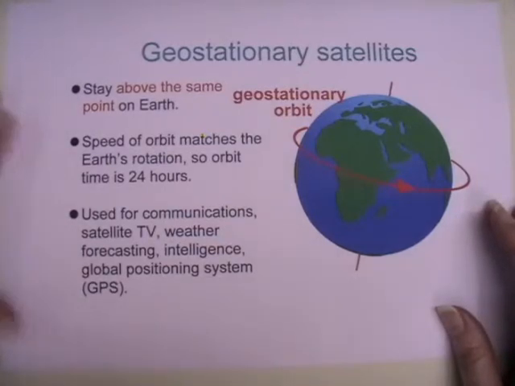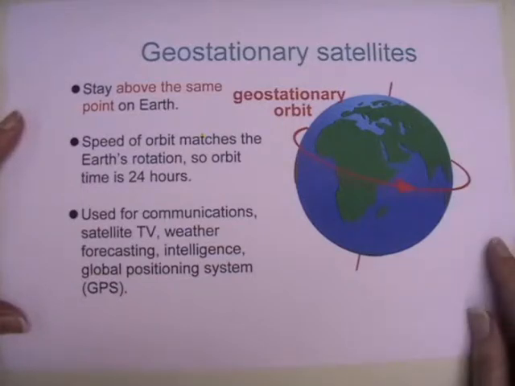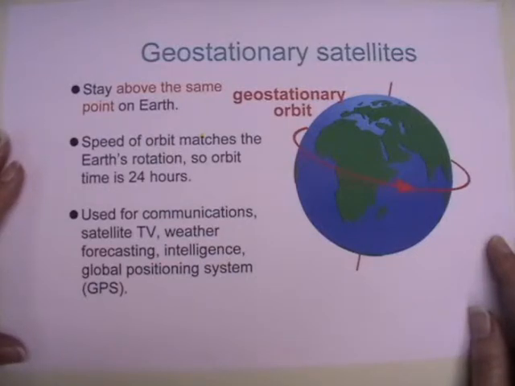Geostationary satellites are a particular kind of satellite, and these are ones which stay above the same point on Earth at all times. The speed of the orbit of that satellite matches the Earth's rotation. So orbit time for any geostationary orbit satellite is 24 hours. These satellites are used for applications such as communications, satellite TV, weather forecasting, intelligence, and global positioning, or GPS.